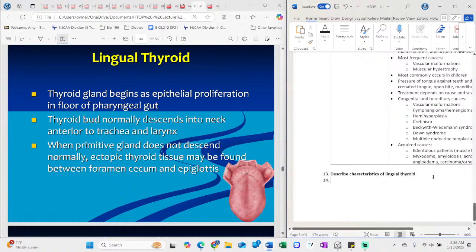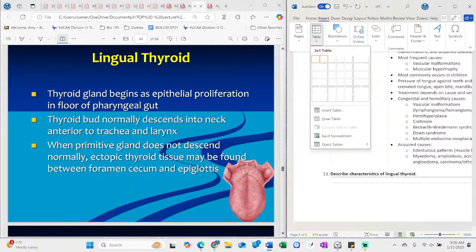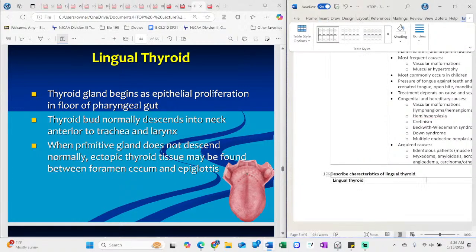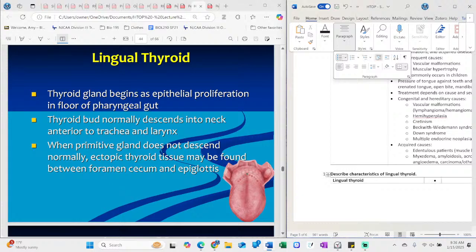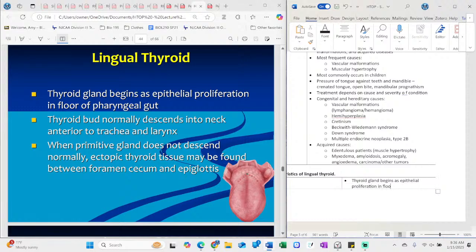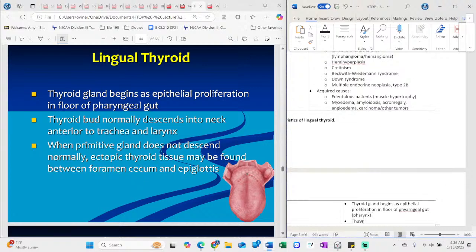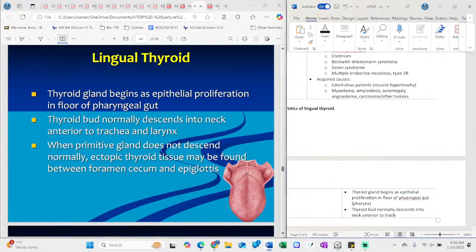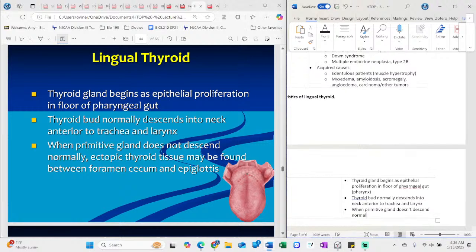So lingual thyroid. By about the third or fourth week of embryonic life, the thyroid gland begins as an epithelial proliferation in the floor of the pharynx. Pharyngeal gut means the pharynx. So in the pharyngeal floor. And by about the seventh week of embryonic life, the thyroid gland normally descends into the neck to its final resting position, which is anterior to the trachea and the larynx. And the site where it later invaginates, that is called the green one that you see here, foramen cecum.